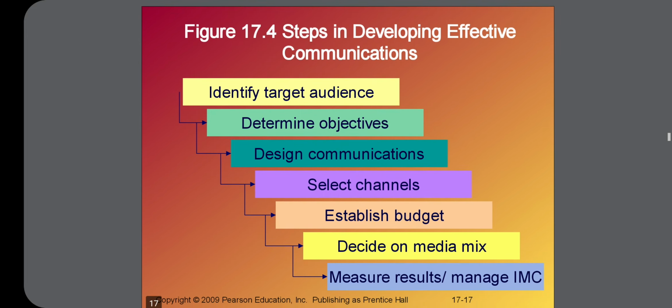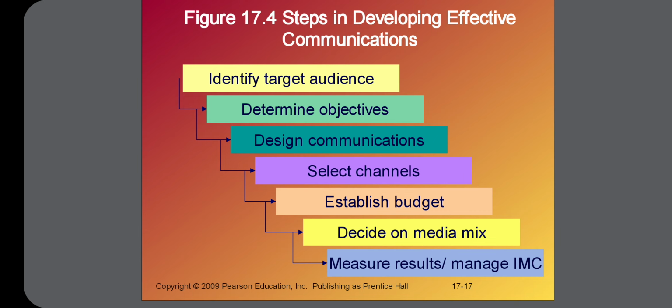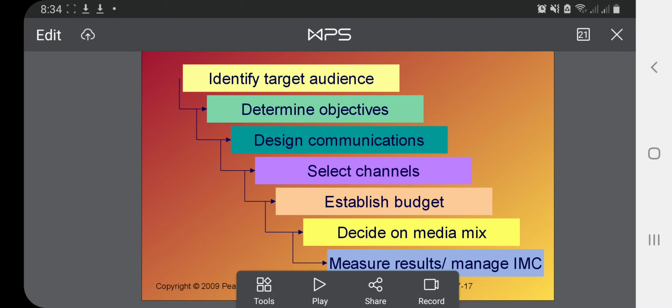The different steps in developing effective communications begin by identifying your target audience. Who will be the customers exposed to your advertisement, and what would be your communication objectives? Then followed by the design of your communication programs. Are you going to use advertising, sales promotions?